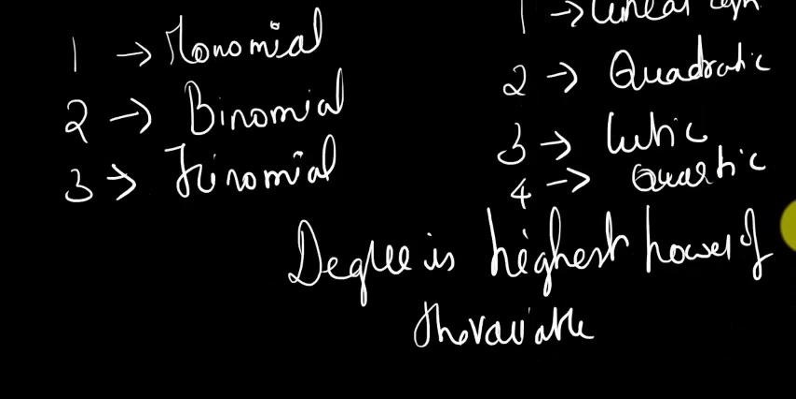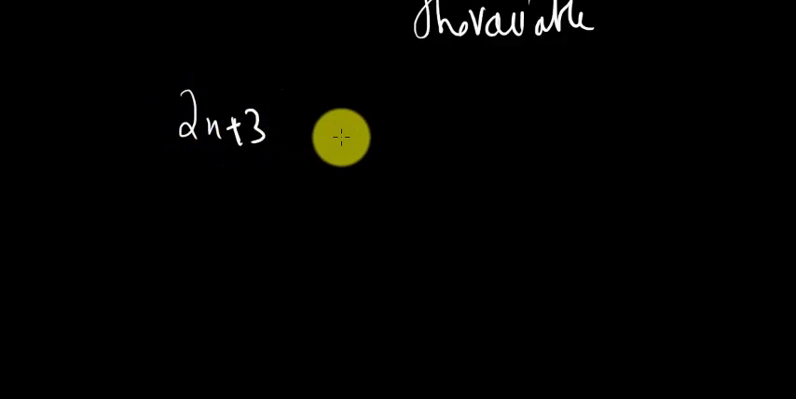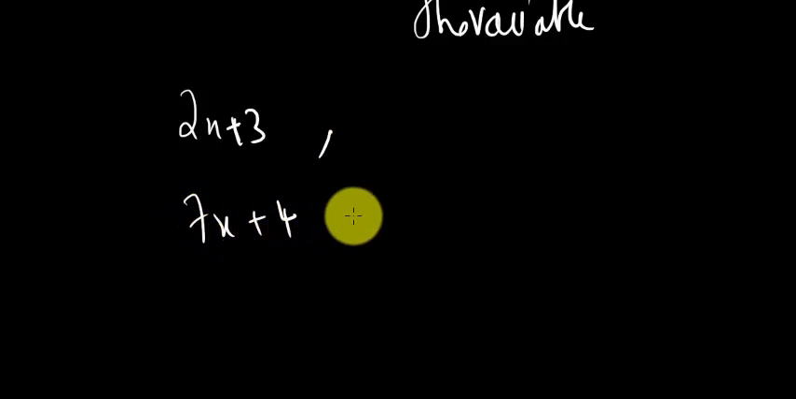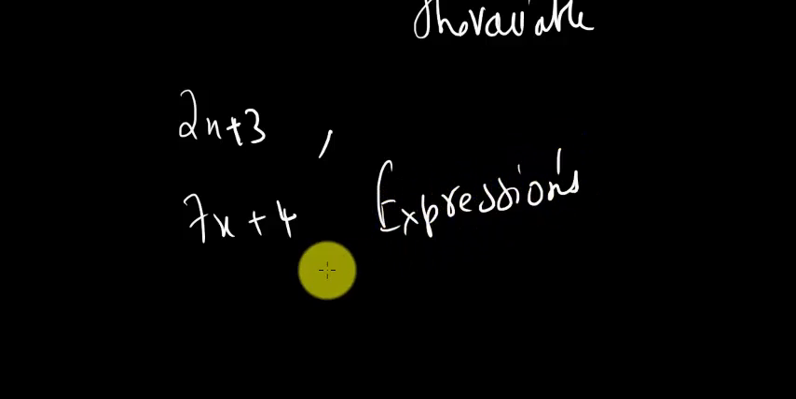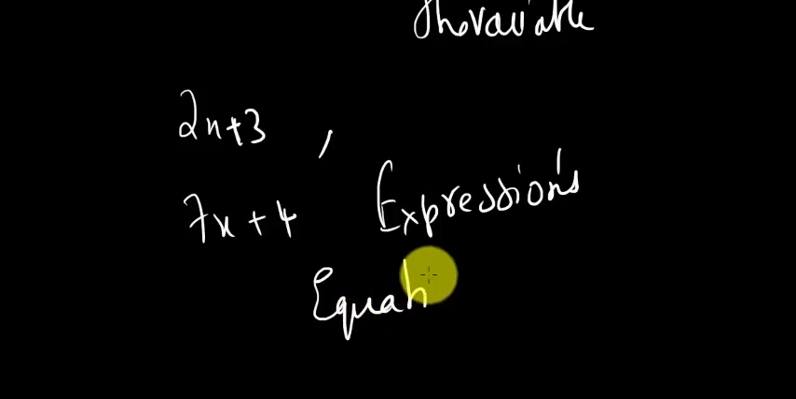Fine. So let's look at a few examples of linear equations. 2x plus 3. And then we have 7x plus 4. These are my linear equations. Now there are two things that I need to talk about. One is an equation, and then I have the expression. Now what is an expression? All these are my expressions.